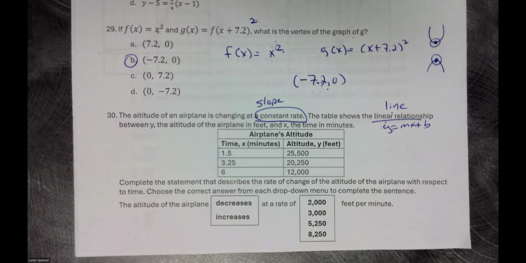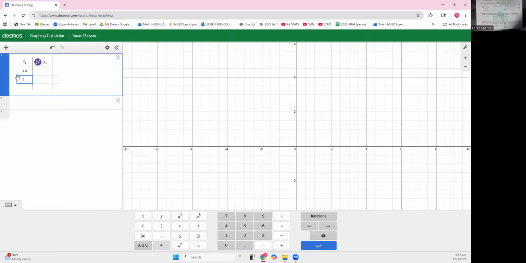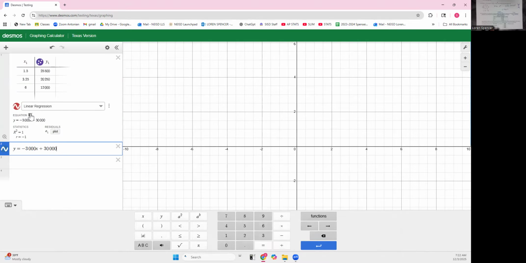We're going to enter that data into the table now. Hit the plus sign, table, and we have 1.5, 3.25, and 6. The other numbers we have are 25,500. Don't put the commas in; Desmos doesn't like it. Once we have that, we go to the button where it says add regression, and we get our equation: y equals negative 3,000x plus 30,000.